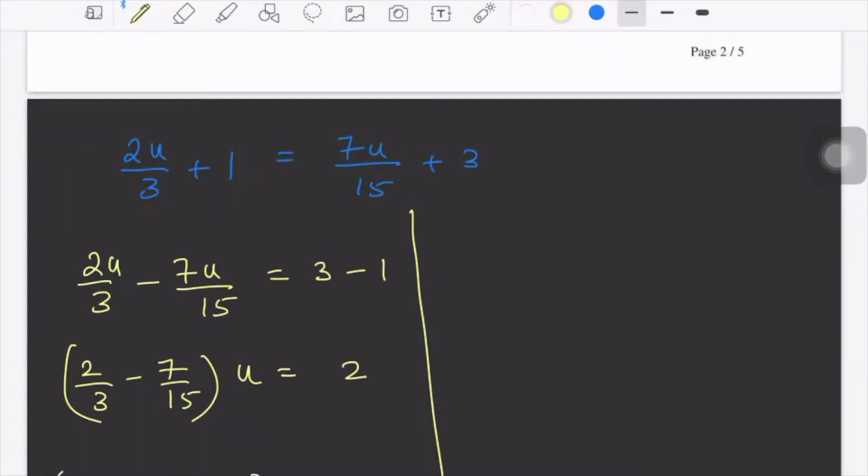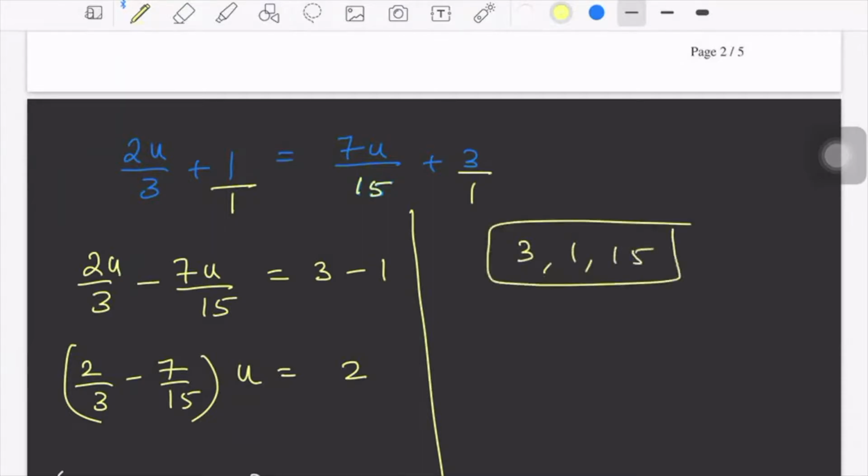Yes, 15. Very good. Because the denominators, when you look at them, we have 3 here, 1 here, and 15 here. So we have various kinds of denominators, which are 3, 1, and 15. And you have to think of a common multiple of all of these. So the first common multiple that you can think of is 15.